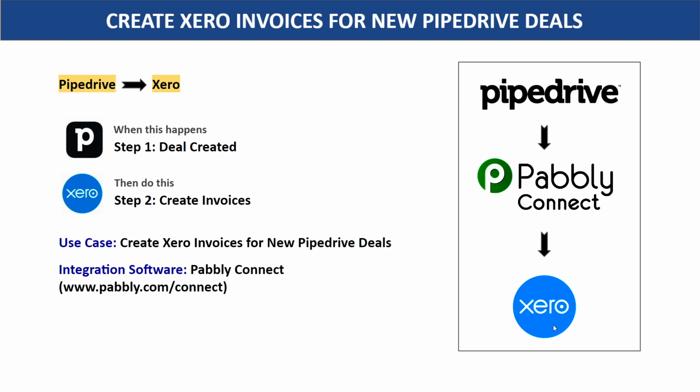So here you have two choices. The first choice is to copy all the details of the deal from Pipedrive, sort it out, and manually create an invoice in Xero. Now the problem with this approach is it's very repetitive and tiresome. So I would suggest that you bring in some automation, so that whenever a new deal is created in Pipedrive, invoices are automatically created in Xero.